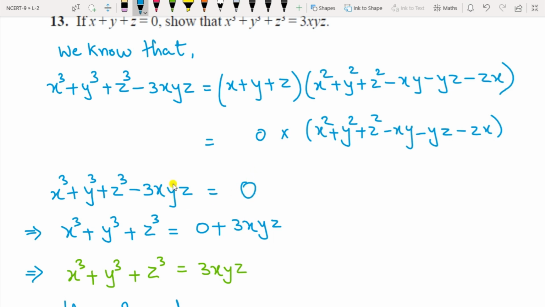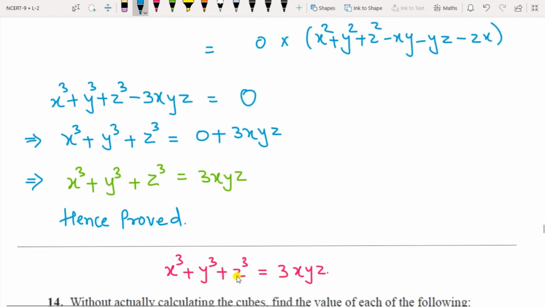Now this 3xyz will go to this side, so it will be plus. So 0 plus 3xyz is 3xyz. And that is what we had to show, so it is hence proved.